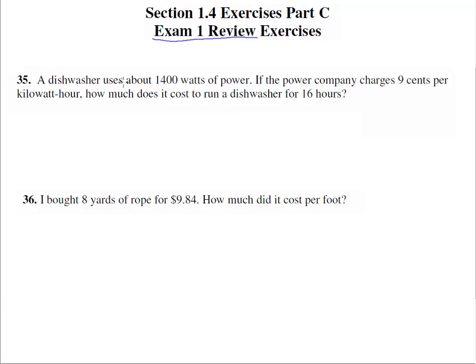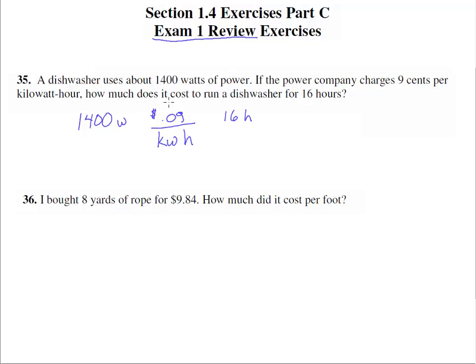It says a dishwasher uses about 1400 watts of power. I'm going to write that down, 1400 watts. If a power company charges 9 cents, so that's $0.09 per kilowatt hour, how much does it cost to run a dishwasher for 16 hours? All right, so here's the data that we have.